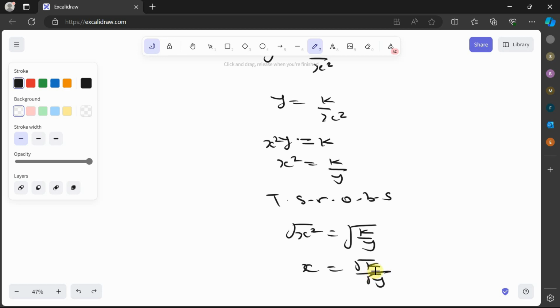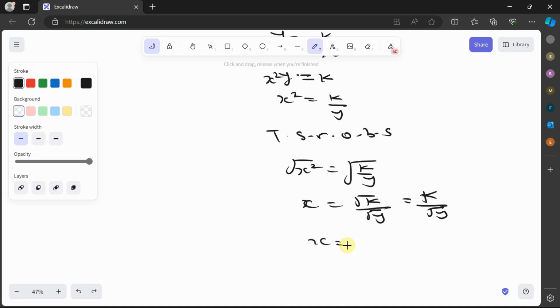If the constant was 9, 9 will always remain 9. Square root of 9 is 3. So whenever I say something like this, I always say the square root of a constant is still a constant. So we'll just say k over square root of y. So if you have x is equal to k over square root of y, what can give us this? The only thing that can give us this is x is inversely proportional to square root of y.